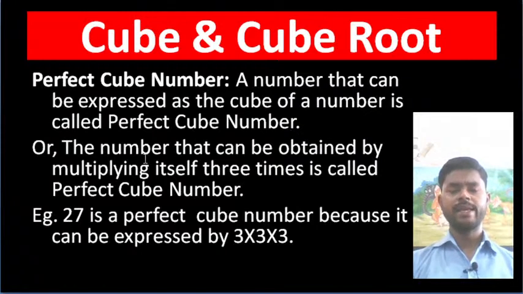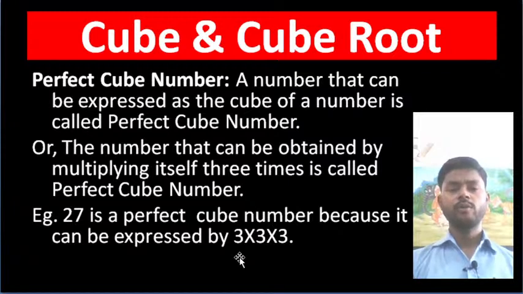Or you can also say, in place of this definition, the number that can be obtained by multiplying itself 3 times is called a perfect cube number. For example, 27 is a perfect cube number because it can be expressed as 3 multiply 3 multiply 3. So any number which can be expressed by multiplying a number 3 times is called a perfect cube number.